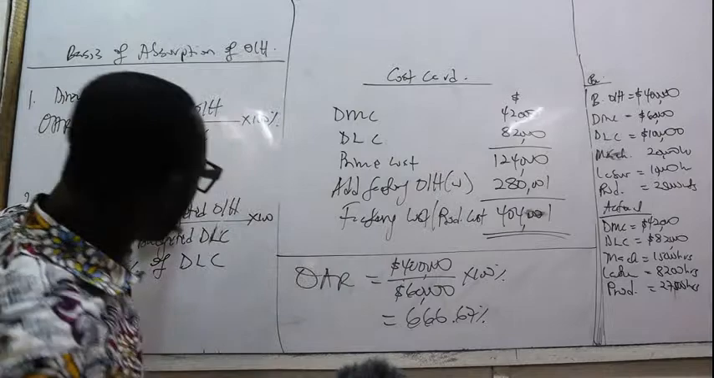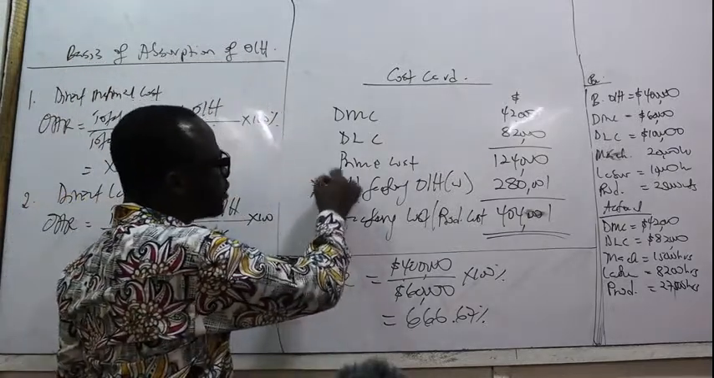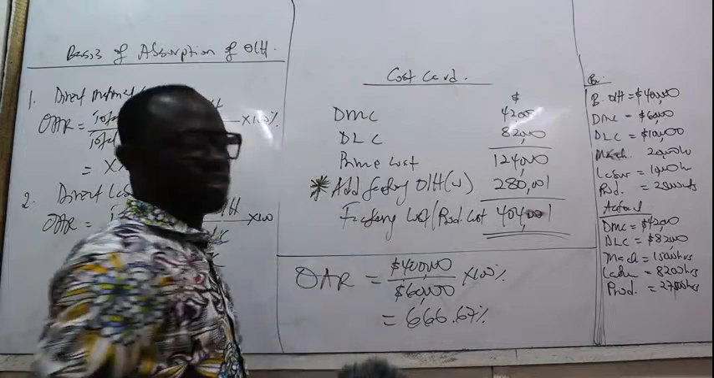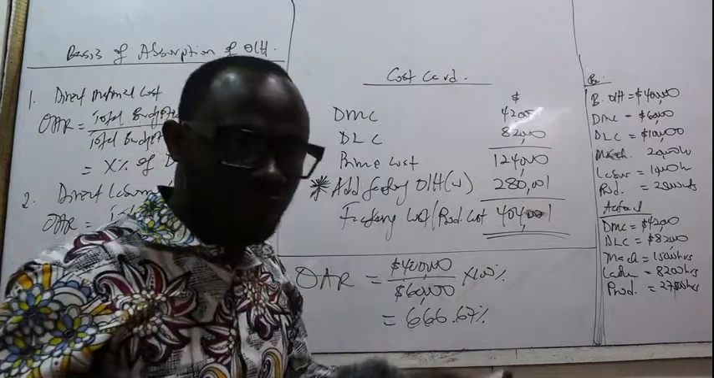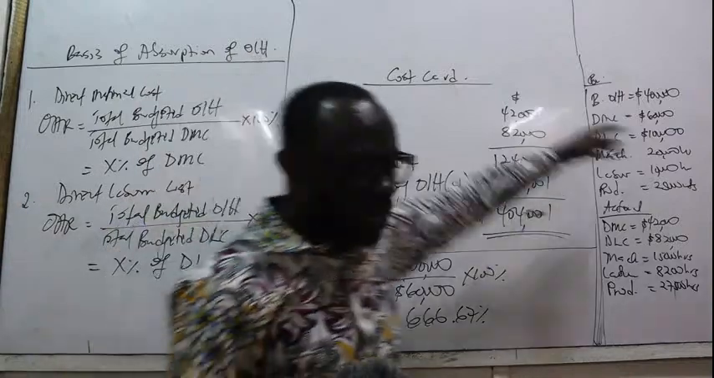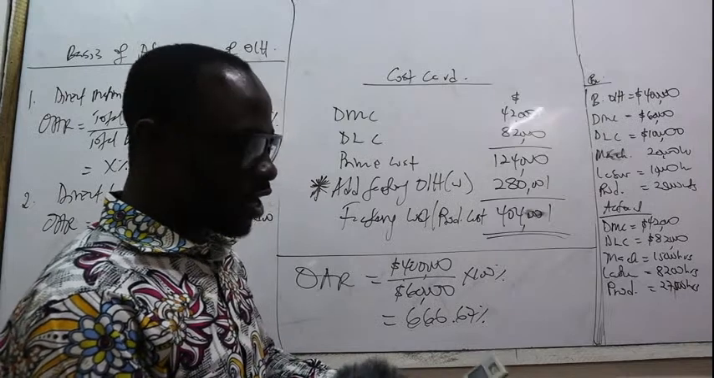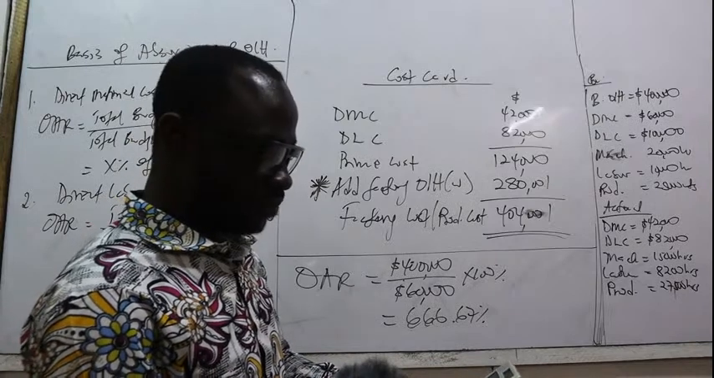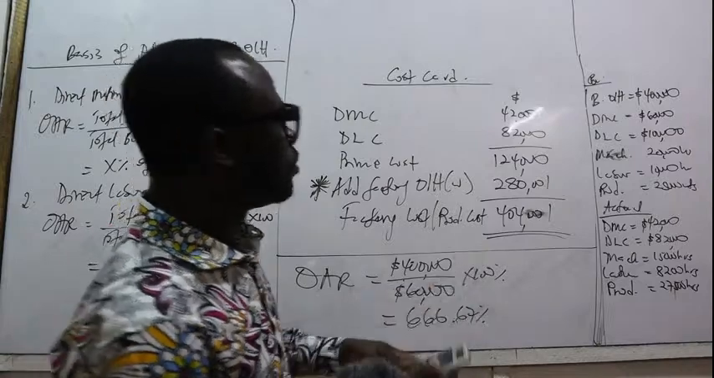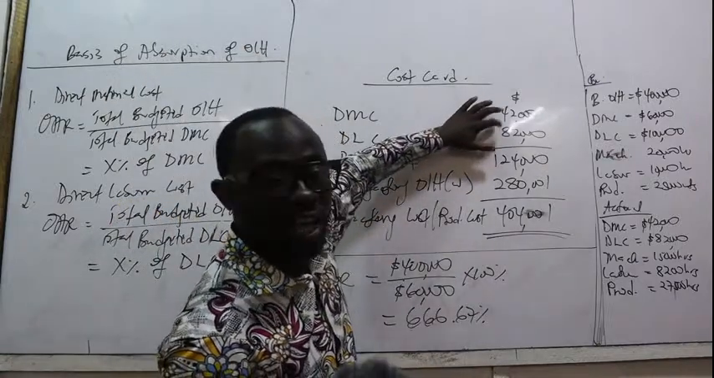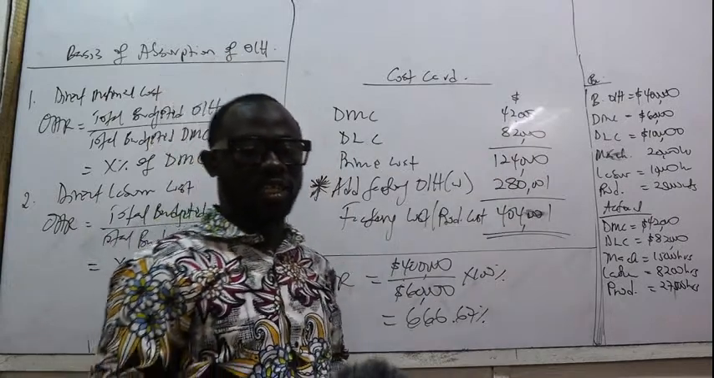So assuming we are using direct labor to absorb, the overhead figure is going to be different. Why? Because we will calculate the overhead absorption rate, and this time around it's going to be 400 divided by 100 times 100, and that's going to be 400%. So we'll take 400% of 82,000, and that becomes the overheads in that case.